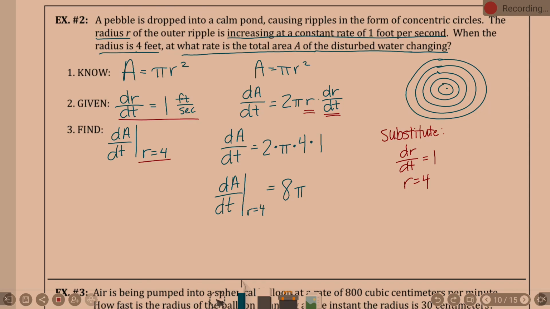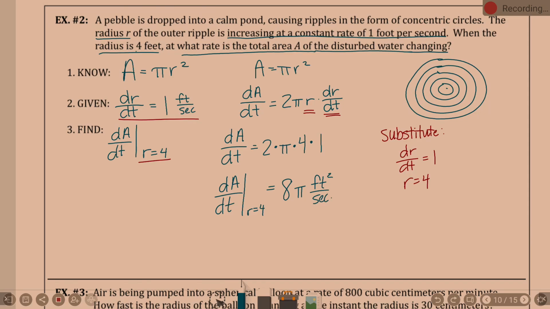What about labeling? 8 pi feet per second? It's the change in area over change in time that we're finding, right? What is area labeled as? Feet squared. What is time? Seconds. So feet squared per second.